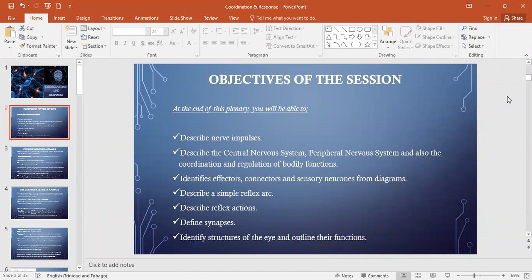All right. And lastly, we're going to talk about the eye. We're going to look at how different parts of the eye function in order for us to be able to see, and the role of the brain in all of this as well, right? So also we're going to learn a little bit about how light is bent in order for us to be able to see objects, right? So yeah, that is today's session.